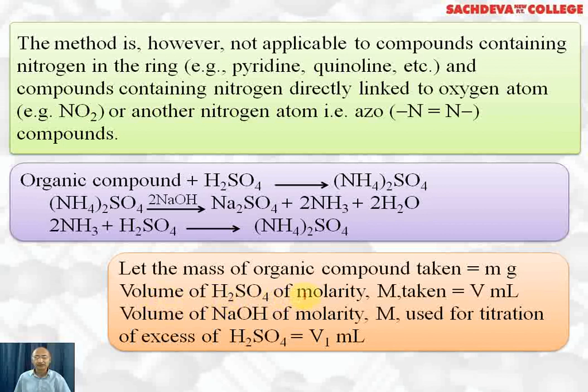Let the mass of organic compound taken be m gram. Volume of sulfuric acid of molarity M taken is V ml. This is the initial volume of sulfuric acid which we have taken for neutralization with ammonia. And whatever is left unused, that we titrate with NaOH. So volume of NaOH of molarity M used for titration of excess of sulfuric acid is equal to V1 ml.